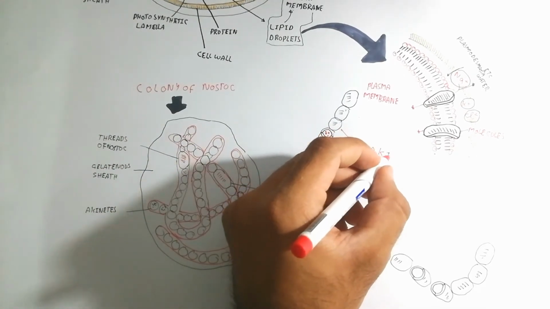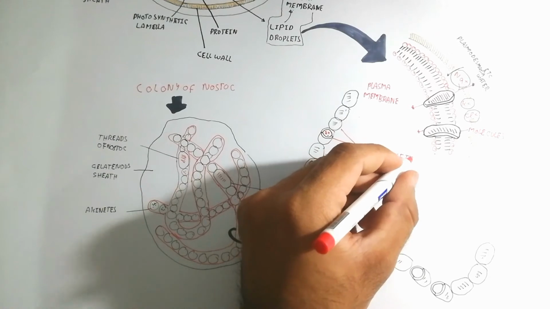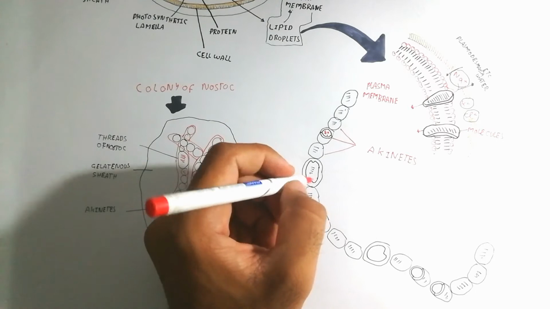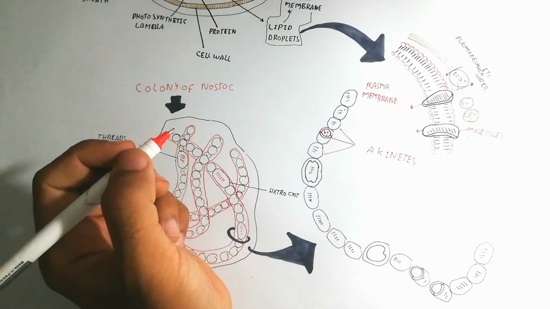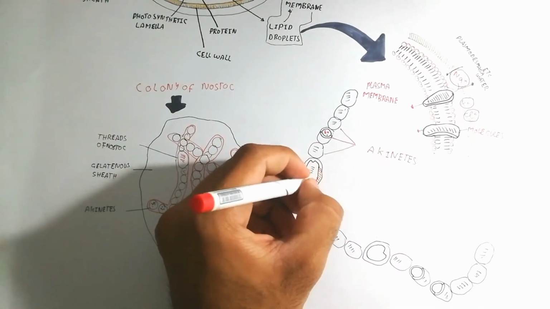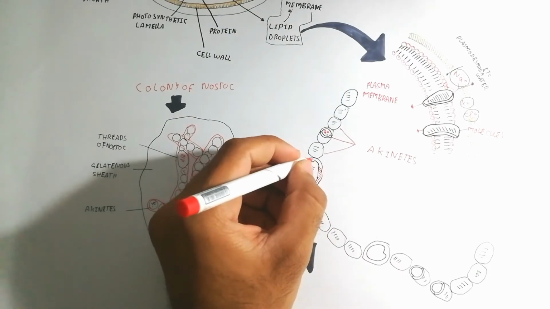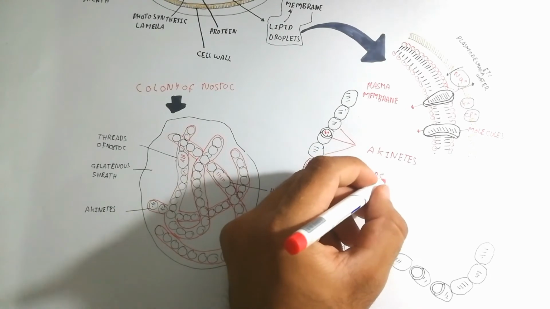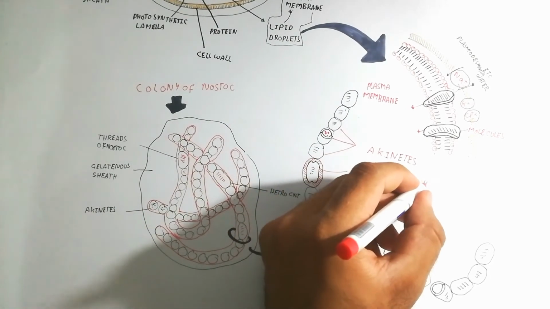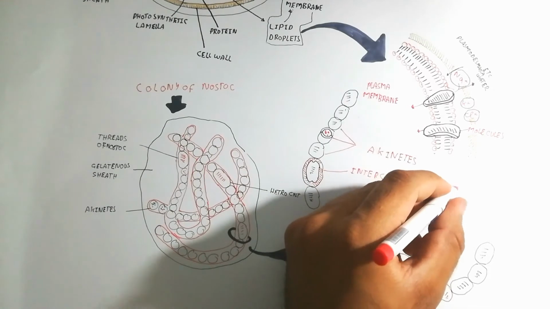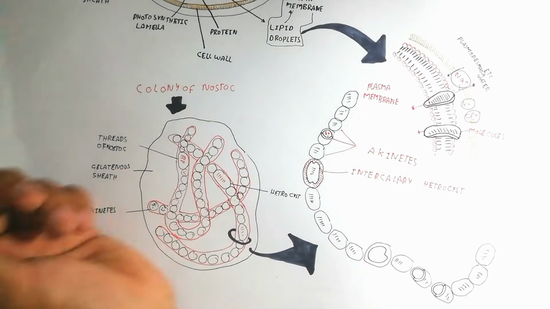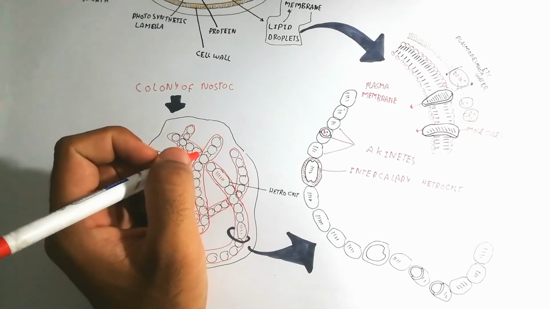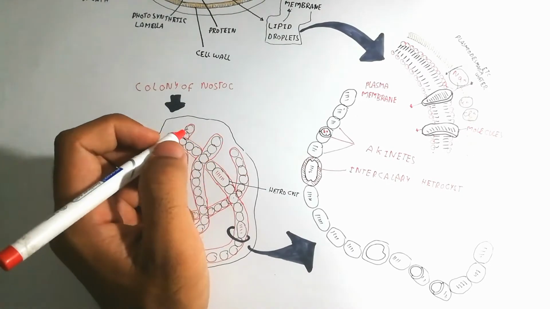Now we will discuss asexual reproduction, but first you should understand this. Here are the akinetes, which contain spores, and here is a very important structure, the intercalary heterocyst. The intercalary heterocyst is the most actively growing part, and nodules are present, the polar nodules, on two sides. So these two projection-like structures are known as polar nodules.